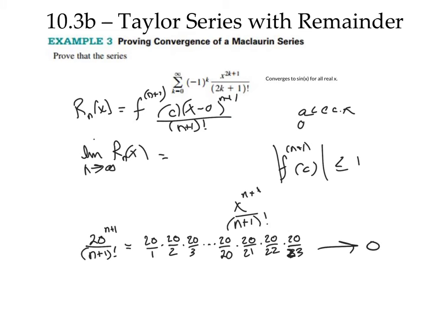And since the remainder heads to 0 for any x, we show that sine converges to the Taylor series for sine, or rather, the Taylor series for sine converges to sine for all real numbers x. I hope that made sense, or you can just take my word for it.